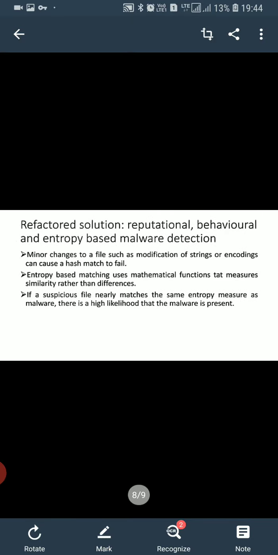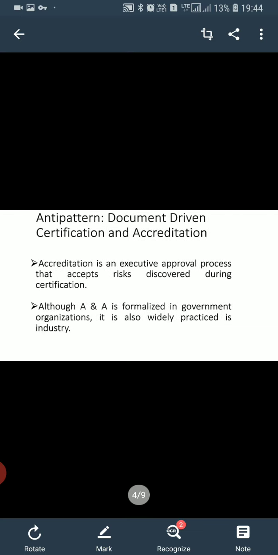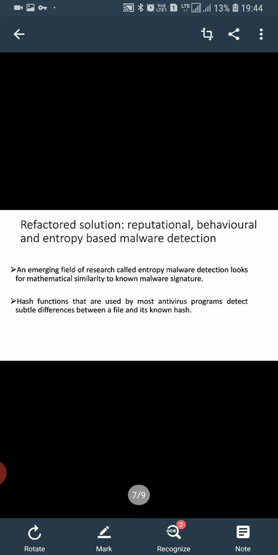This is what we have studied today: document-driven certification and accreditation, policy-driven security certification, and the reputational, behavioral, and entropy-based malware detection.